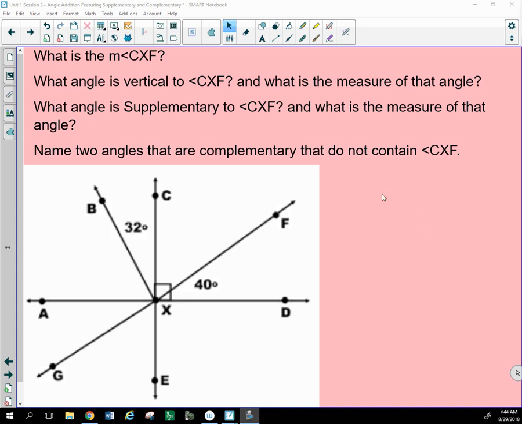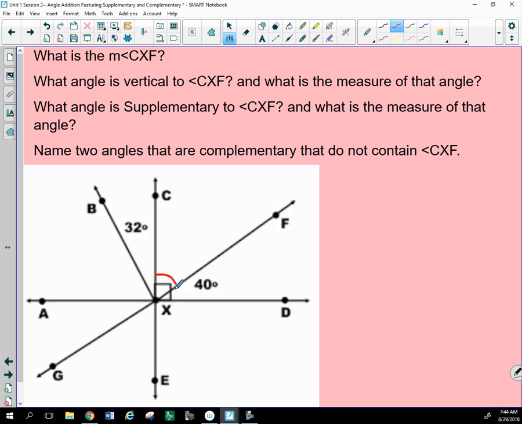Well, hello everybody. Today we are going to be talking about supplementary, vertical, and complementary angles. And so I've got this drawing up here. And so the first question of the day is, what is the measure of CXF? So CXF is this angle right here that we are going to be talking about.